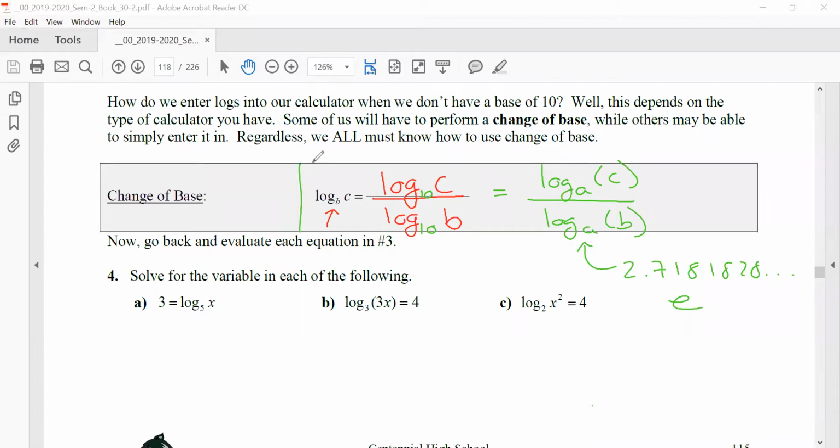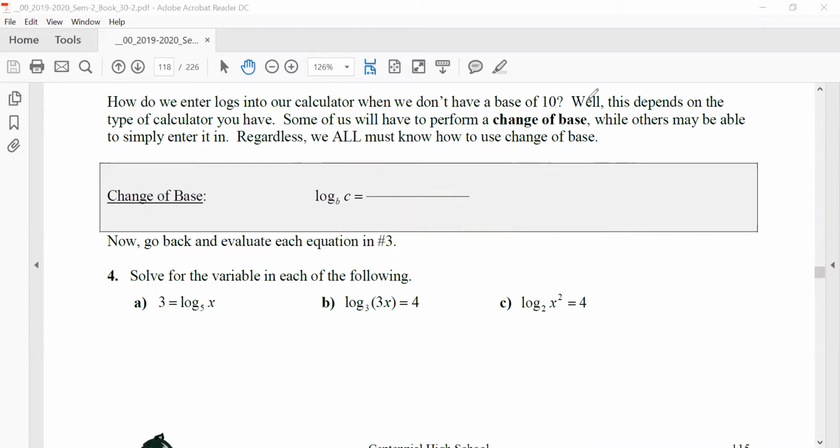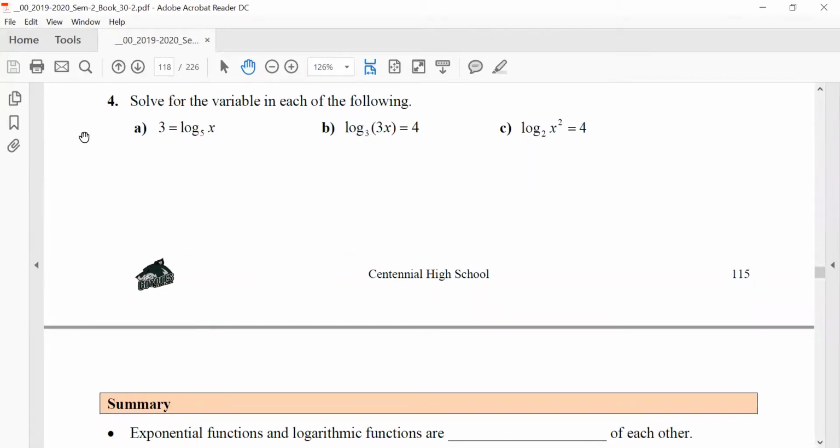But my friends, in 30-2, we're going to make that base always 10. Now even if you have a fancy calculator that does change of base for you, I need you practicing using change of base as well. Okay, so next one. Solve for the variable in each of the following.